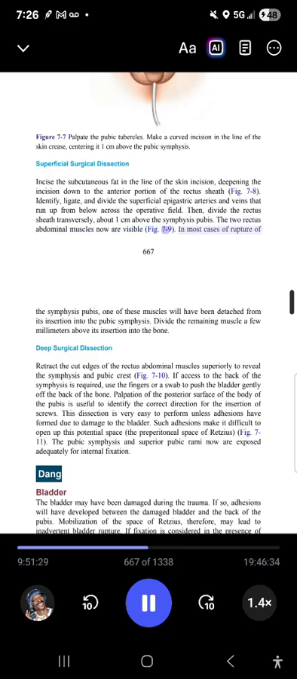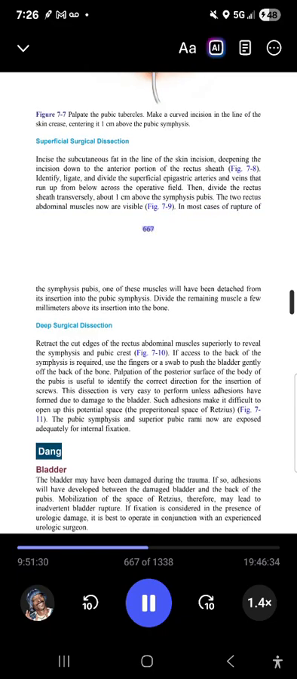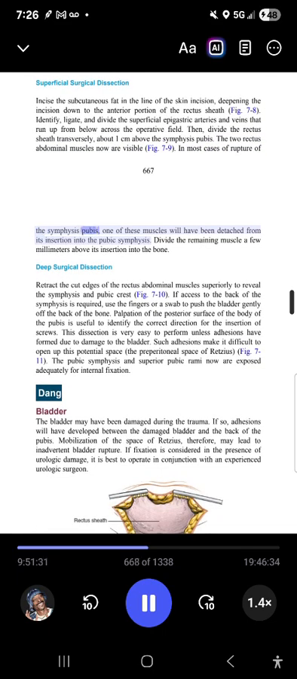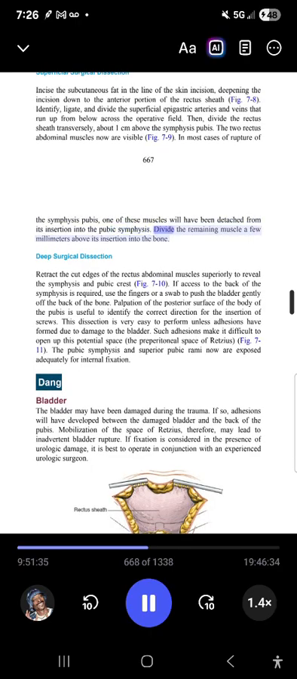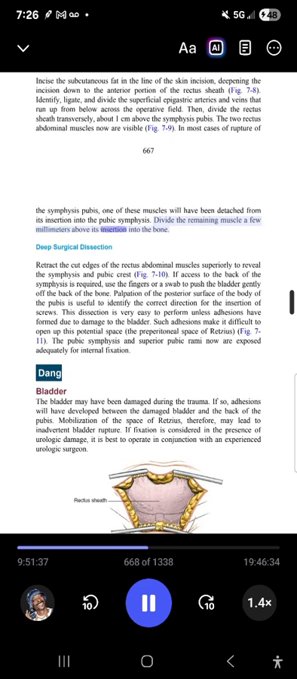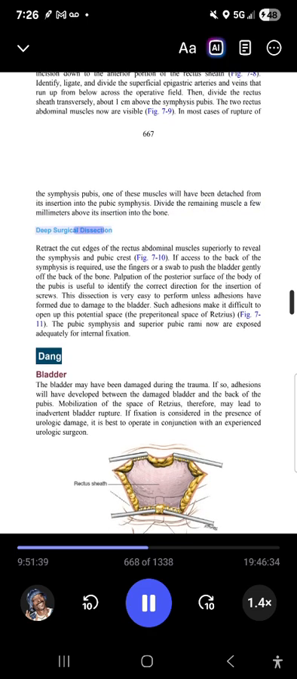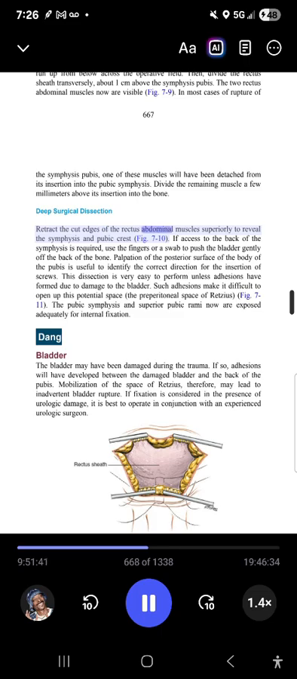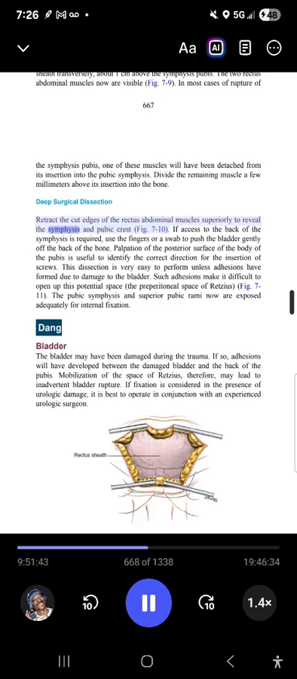Figure 7-9. In most cases of rupture of the symphysis pubis, one of these muscles will have been detached from its insertion into the pubic symphysis. Divide the remaining muscle a few millimeters above its insertion into the bone. Deep surgical dissection. Retract the cut edges of the rectus abdominis muscle superiorly to reveal the symphysis and pubic crest.